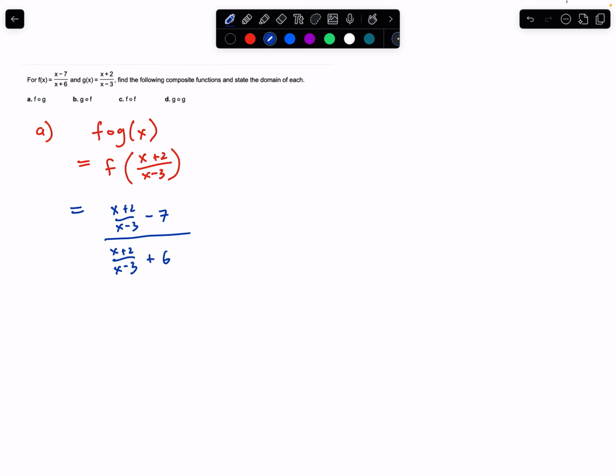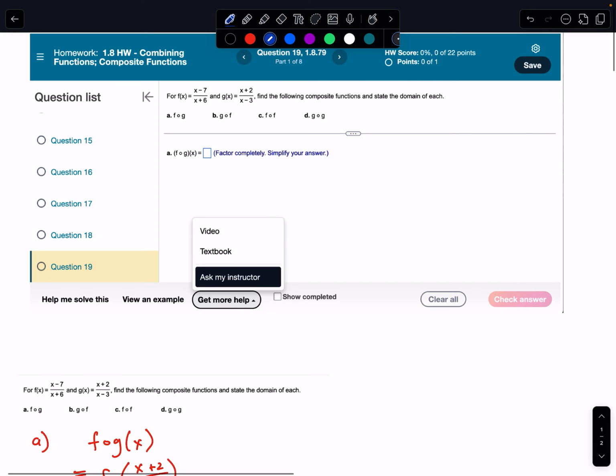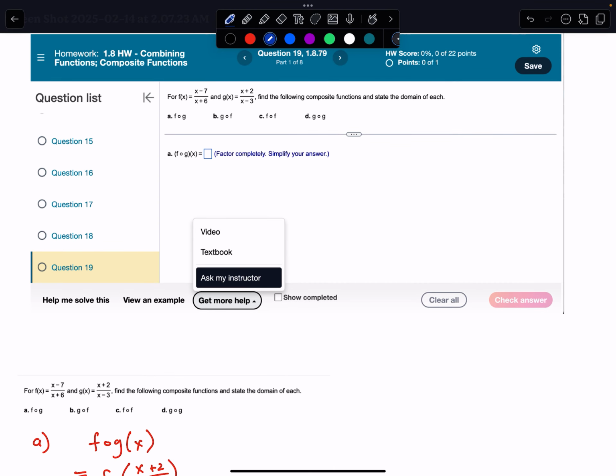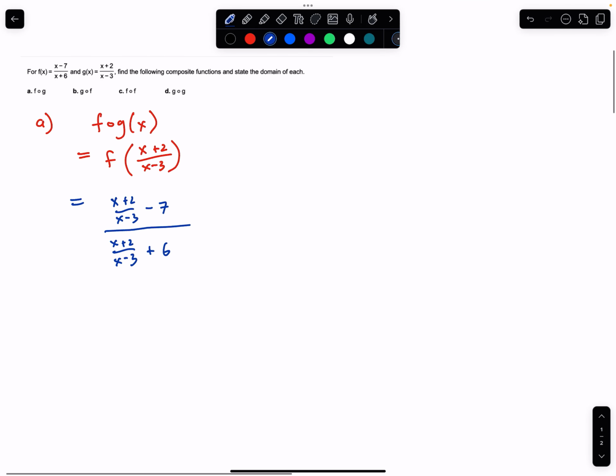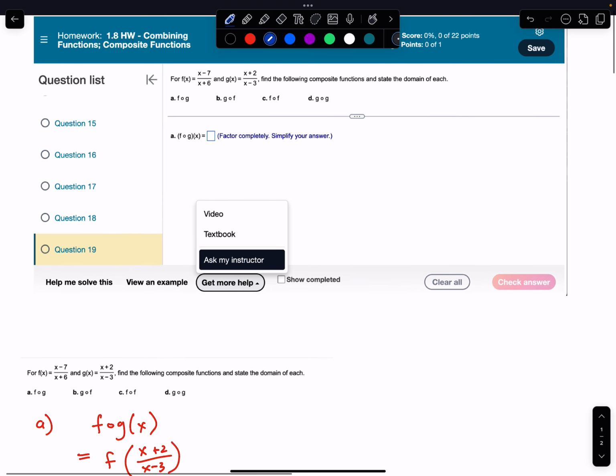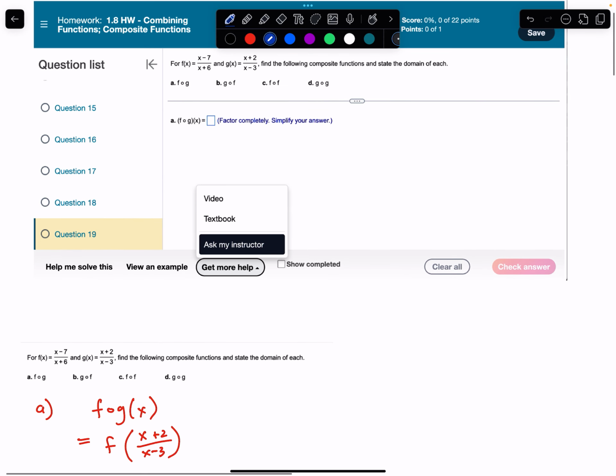There's some simplification you could do here, because right now you have a fraction within a fraction, right? So we want to try to do something to get rid of that. Let me just look up here real quick. Just trying to see what format of the answer they wanted. It says to simplify and to factor completely. So let's go through all that.